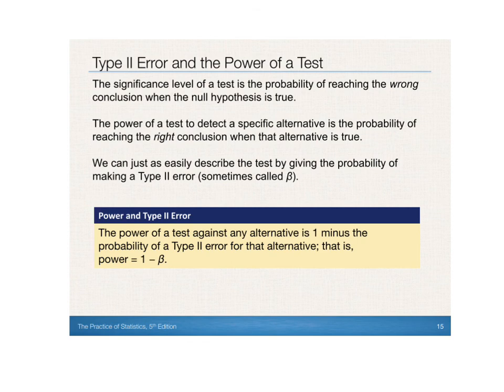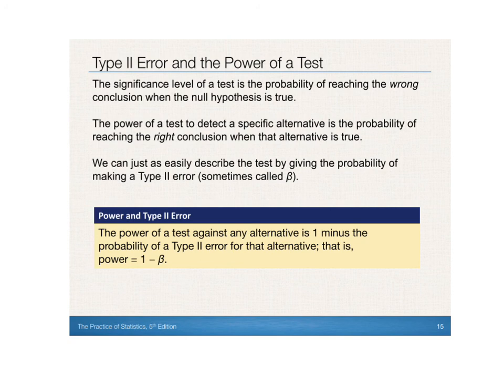So, more on type 2 errors and the power of a test. The significance level of a test, that's alpha, is the probability of reaching the wrong conclusion when the null hypothesis is true, so saying that it's false when it's actually true. The power of a test to detect a specific alternative is the probability of reaching the right conclusion when the alternative is true, so rejecting the null when the null is false, basically.